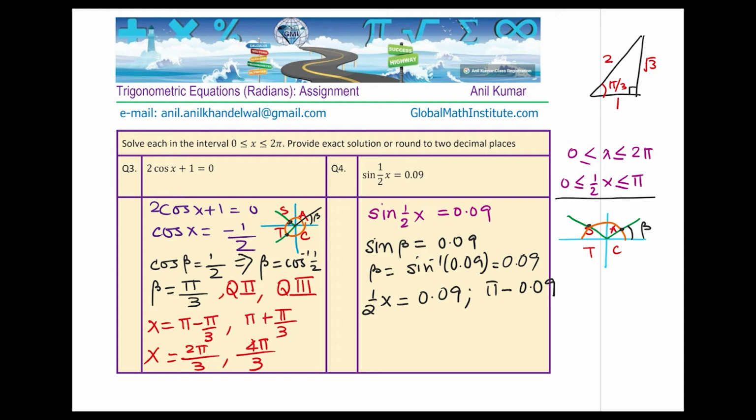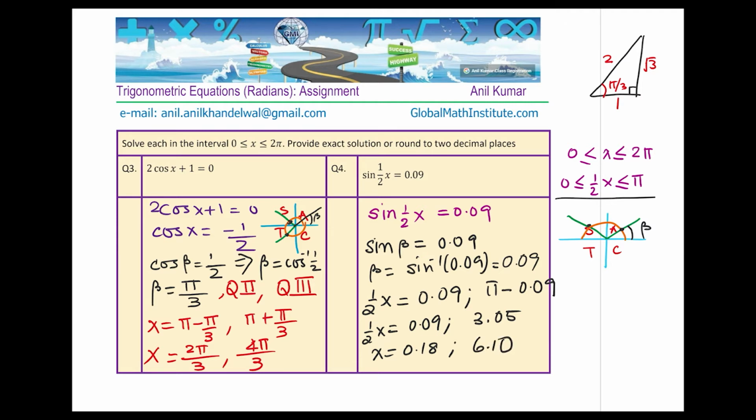So let's calculate this. We get half of x equals 0.09 and pi minus was 3.05. Correct? x will be equal to double these values, right? So it will be 0.18 and 3.05 times 2. We get this as 6.10.